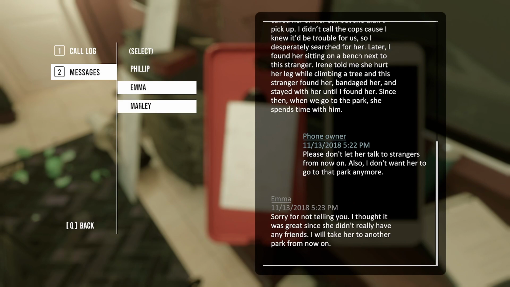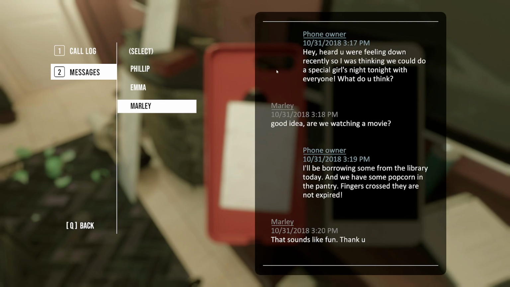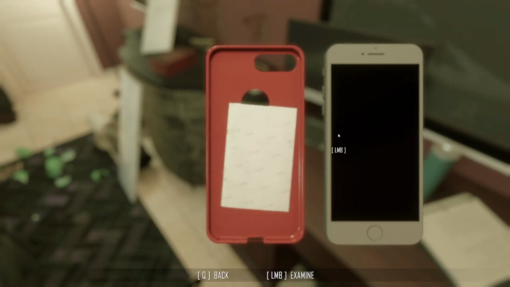Emma. Hey, heard you were feeling down recently, so I was thinking we could do a special girls' night tonight with everyone. What do you think? Good idea. Are we watching a movie? I'll be borrowing some from the library today, and we have some popcorn in the pantry. Fingers crossed they are not expired. That sounds like fun, thank you.